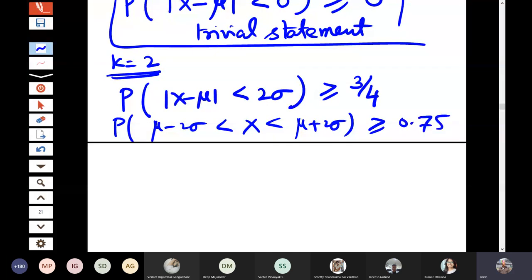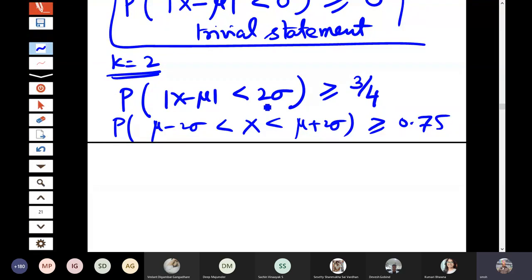So that means in a given distribution, whatever be the distribution, see here I am not specifying what the distribution is. X is any random variable. Then between mean minus twice the standard deviation to mean plus twice the standard deviation, it always has more than 0.75. That means 75% of the content.